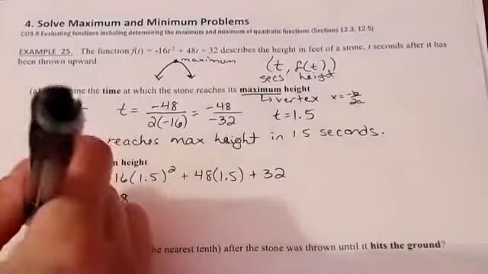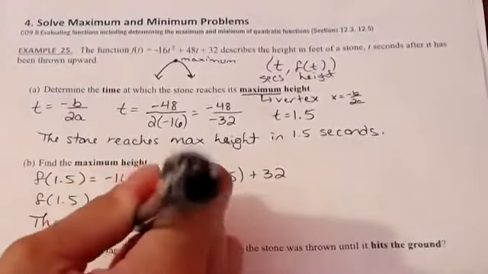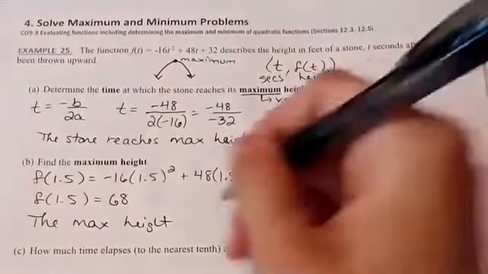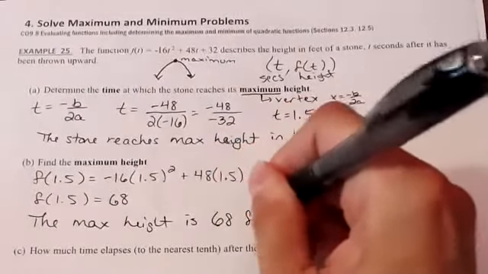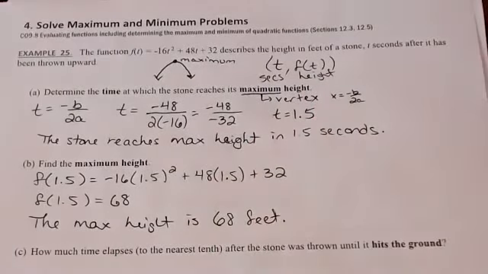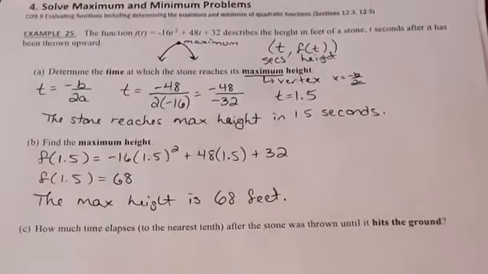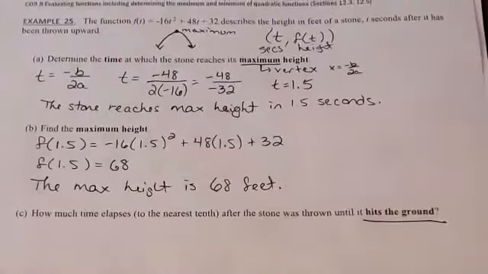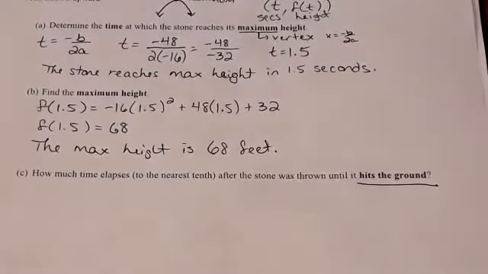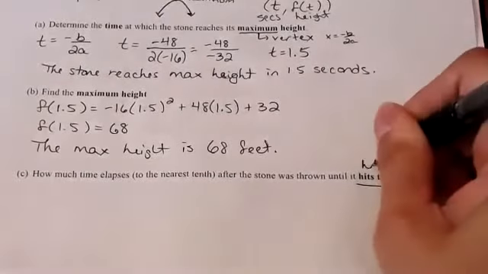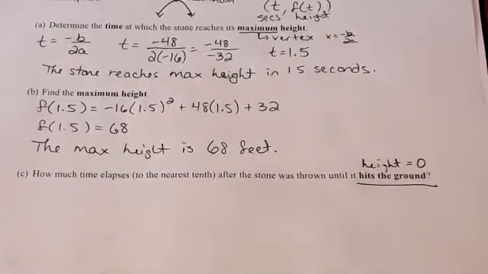So the maximum height is 68 feet. Make sure you include the units. The next part says, how much time elapses, to the nearest tenth, after the stone is thrown until it hits the ground? If this stone is hitting the ground, that means your height must be 0, right? If it hits the ground, the height of the stone above the ground must be 0 because it actually hit it. So I'm going to write here that the height is equal to 0.